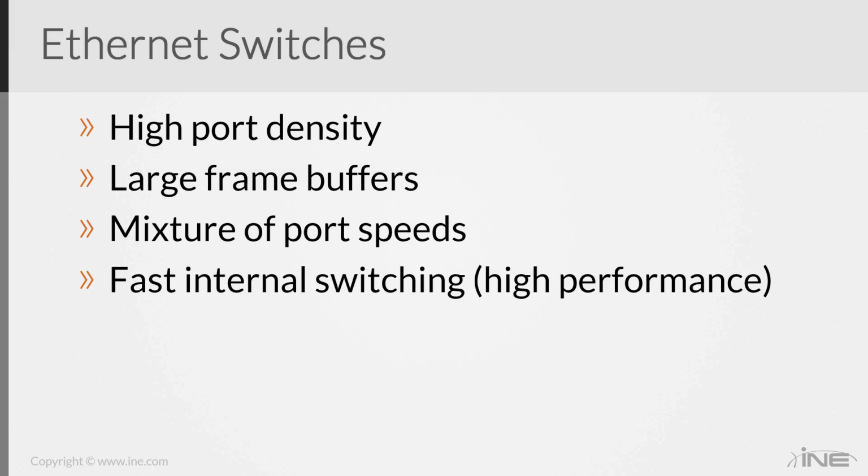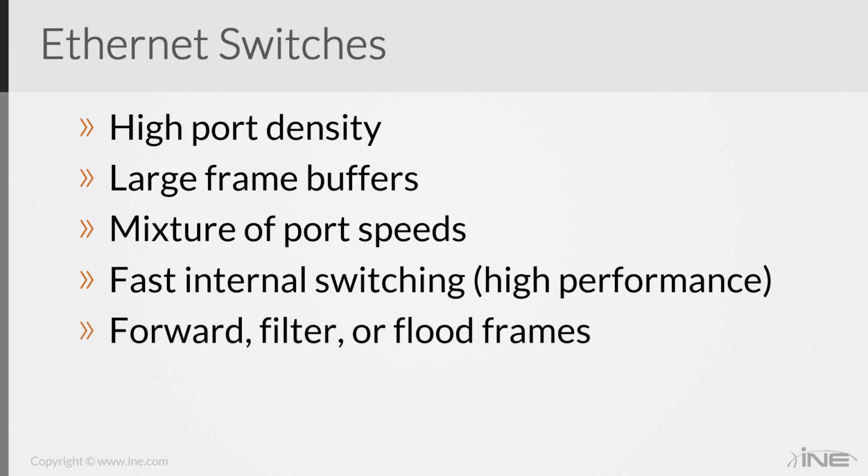So not too much that we can do with that, but we'll talk about how we could deal with switching later on when it comes to improvising that and some areas of improvement potentially. They also forward, filter, and flood frames, and do that with different mechanisms. You can do layer 2 MAC address filtering. You can do VLAN filters, things like that.